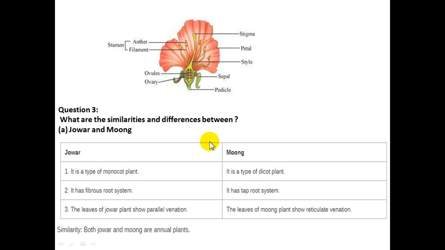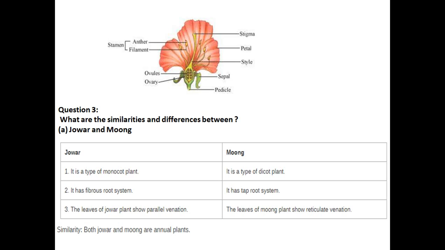Now question number three: what are the similarities and differences between jowar and moong? Okay, so what is the difference between jowar and moong? Here is a differentiation written here. Jowar is a type of monocot plant, while moong is a dicot plant. It has a fibrous root system. It has a tap root system. The leaves of jowar plants show parallel venation, and the leaves of moong plants show reticulate venation.